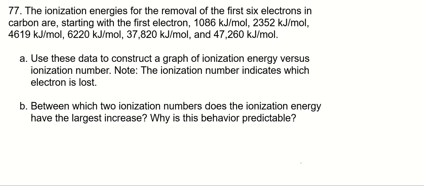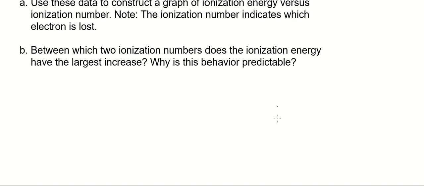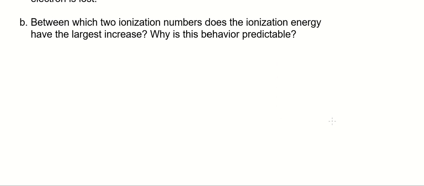So we're given a scenario here where we are removing all of carbon's electrons, all 6 of them. And we're going to graph it and then kind of predict where the biggest jumps are going to be. So carbon is number 6 on the periodic table. It means a neutral carbon atom is going to have 6 electrons.